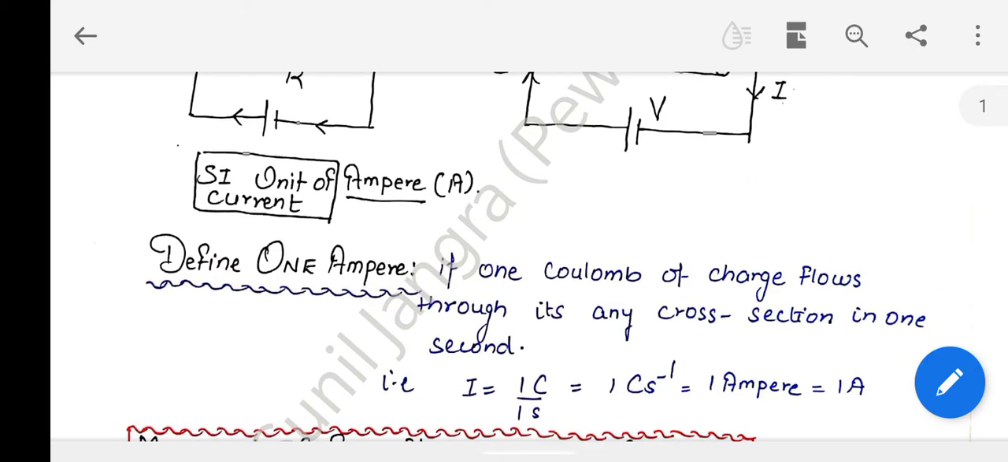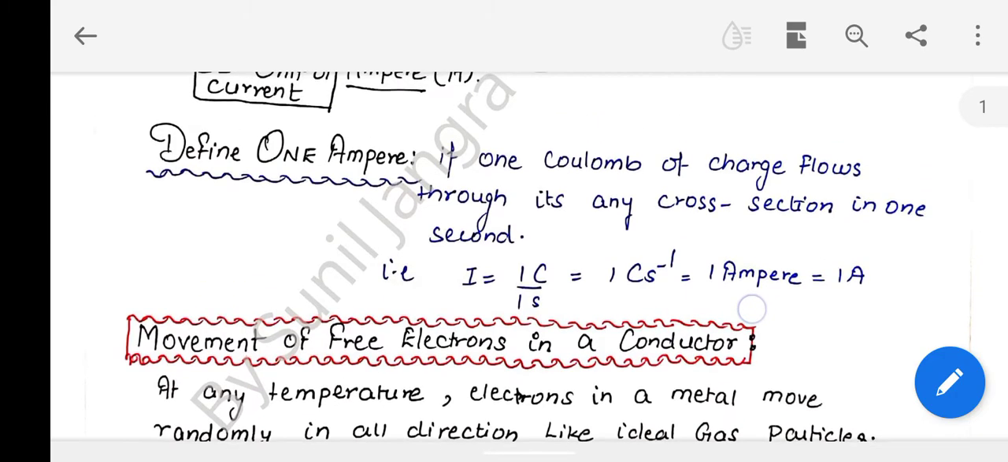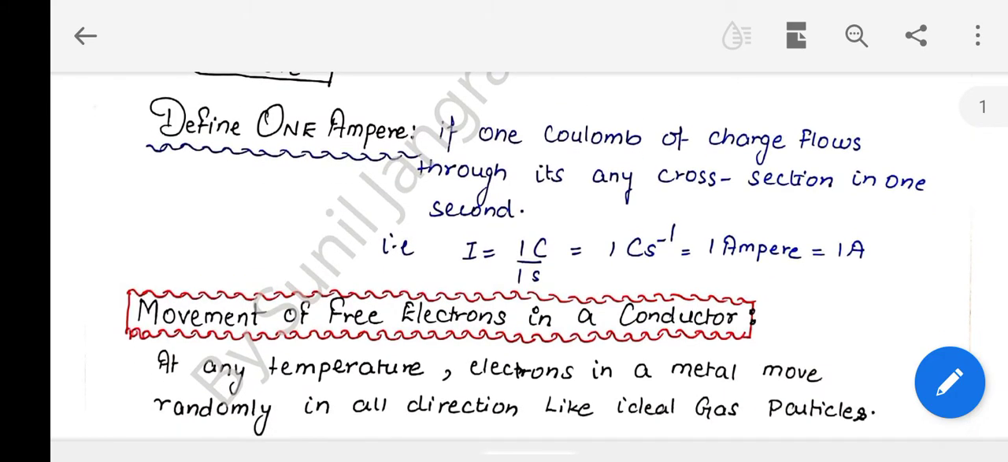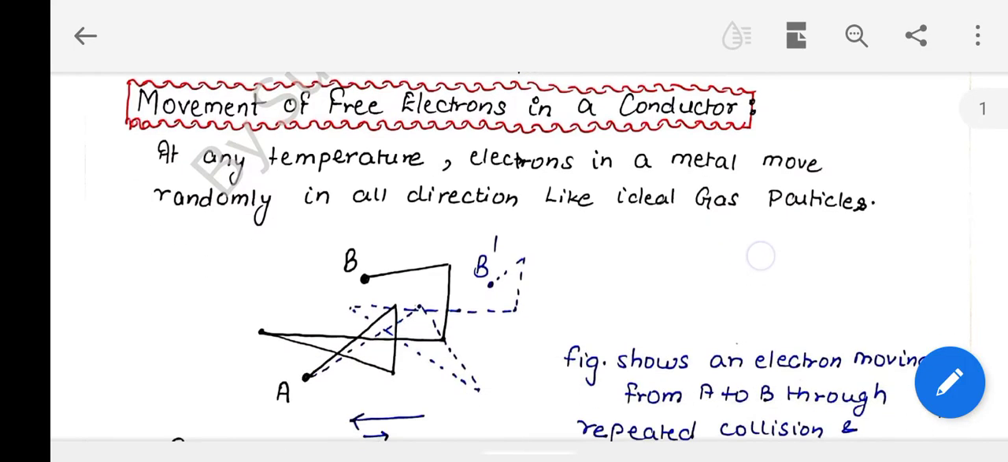So how to define 1 ampere? If 1 coulomb of charge flows through any cross section in 1 second, then the amount of current flowing is 1 ampere. So I equals Q by t. Q equals 1 coulomb, t equals 1 second, the current will be 1 ampere.